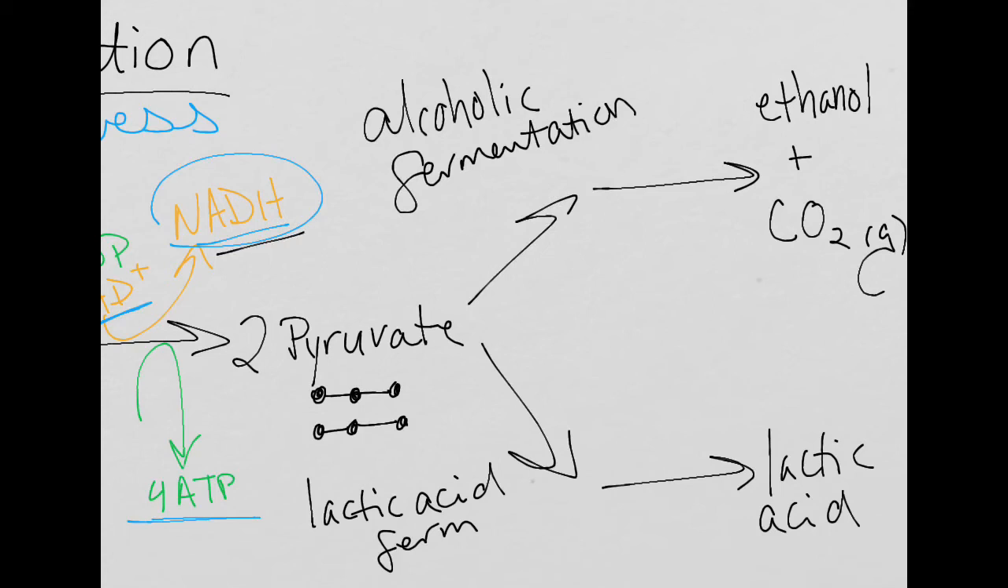NADH is used and we make NAD+. So NADH is used and NAD+ is created. That way we can go back to the beginning and do glycolysis over again. Notice again, no more ATP is made. Notice that no oxygen is required at all.